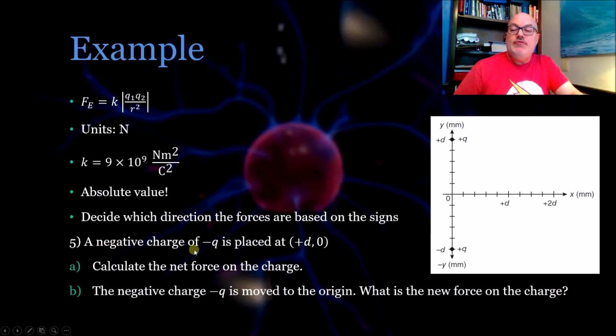All right, our final question for forces. We have a negative charge of -q placed at (+d, 0), so that'd be right here. We already have a +q charge up here and a +q charge down here at +d and -d. Calculate the net force on this charge over here, and then the negative charge is moved to the origin. What's the new force on the charge?